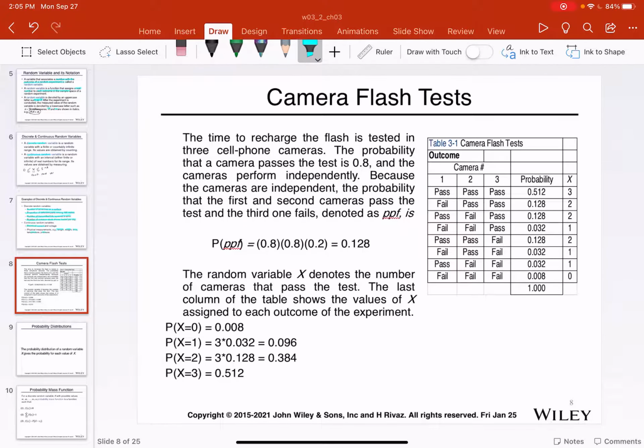Okay. So if we go back to this example of the camera flash, from this table, from these numbers here, I can calculate P of x equal to 0, P of x equal to 1, equal to 2, and equal to 3.